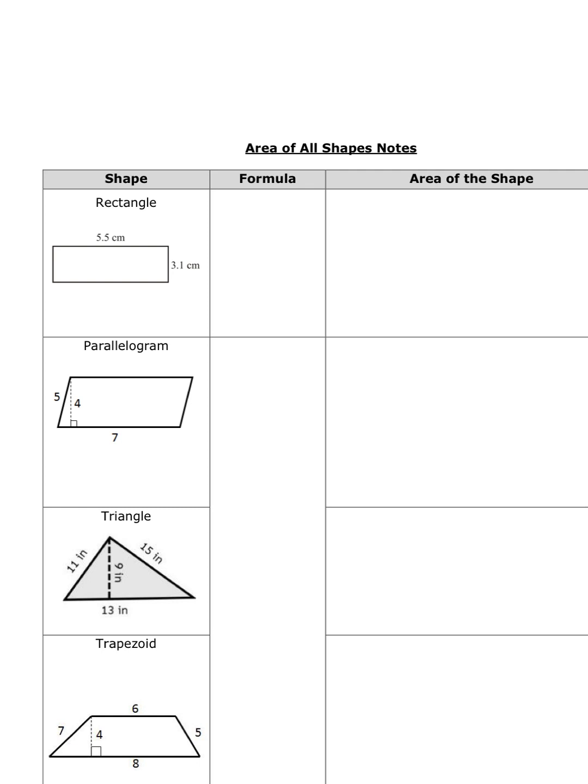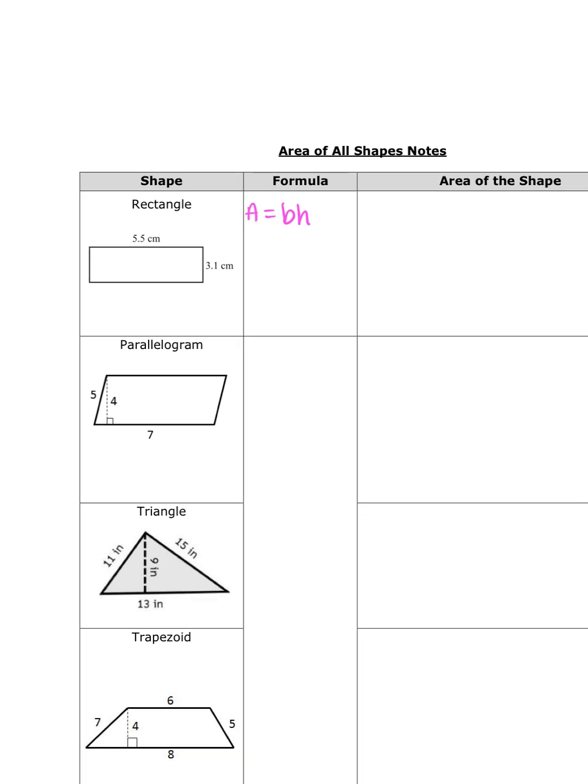Okay, we're going to start by looking at our formulas for a rectangle. So we're going to look at our formula chart, and we're going to write exactly what it says for the area of a rectangle, which is area equals BH, and that means base times height. Remember, the base and height have to make a right angle. This one is pretty clear cut. Here's my base, here's my height. So that one's pretty easy. That means my base is 5 5/10, and my height is 3 1/10.